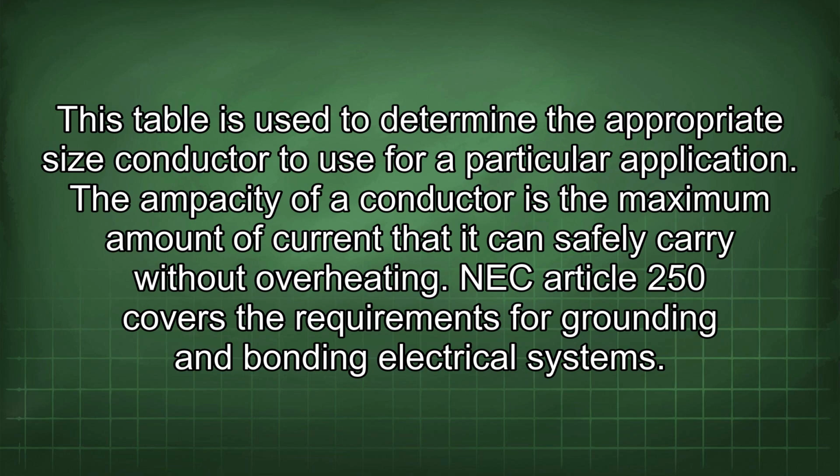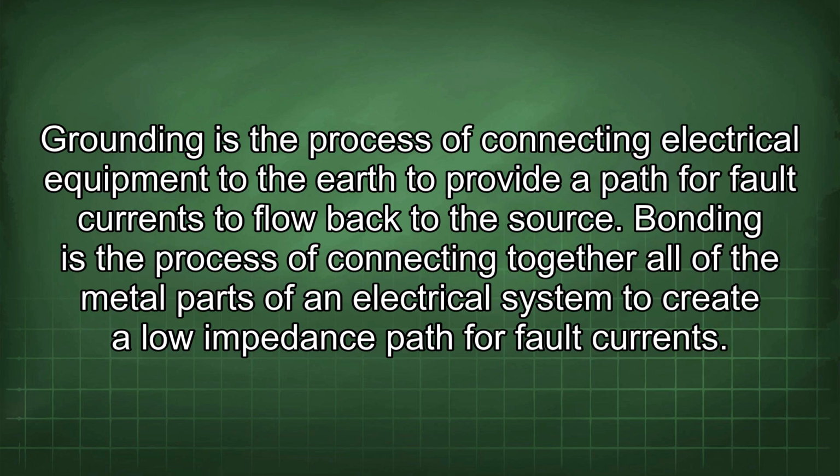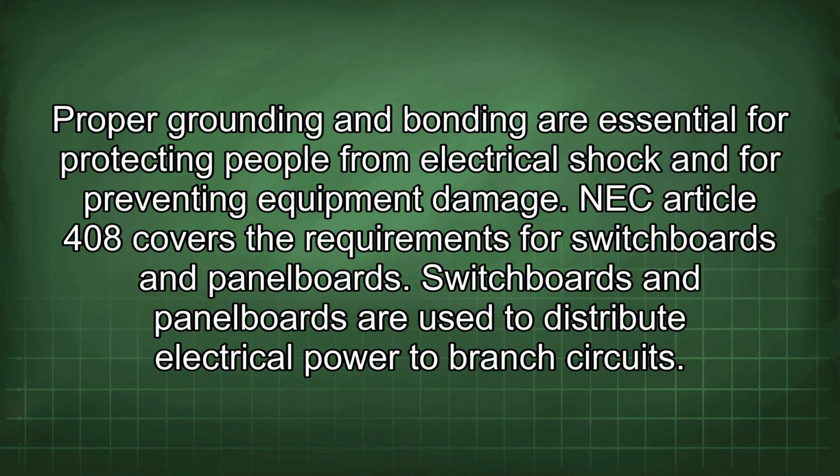NEC Article 250 covers the requirements for grounding and bonding electrical systems. Grounding is the process of connecting electrical equipment to the earth to provide a path for fault currents to flow back to the source. Bonding is the process of connecting together all of the metal parts of an electrical system to create a low impedance path for fault currents. Proper grounding and bonding are essential for protecting people from electrical shock and for preventing equipment damage.